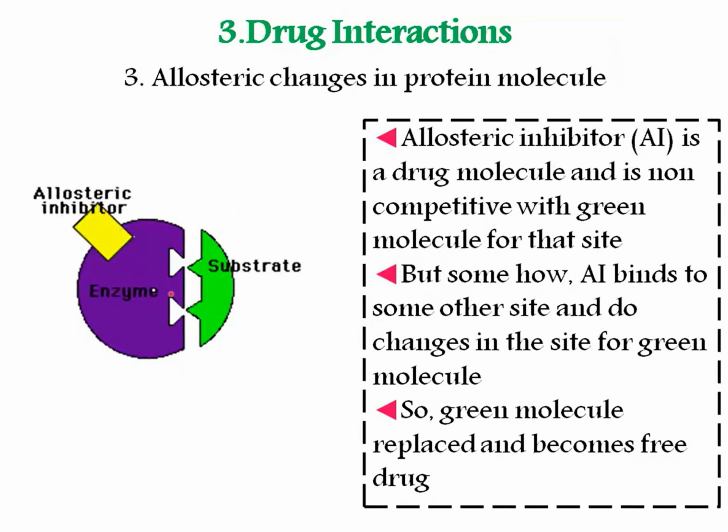along with the receptor in which the drug binds, there are some other receptors on the other side of the actual receptor. So these are allosteric sites. These are some secondary sites for drug action or drug affinity. So an allosteric inhibitor is a drug molecule that is non-competitive with the given molecule for that site. Somehow the allosteric inhibitor binds to some drug site and makes changes in the site of the given molecule, so the molecule is replaced and becomes free drug.